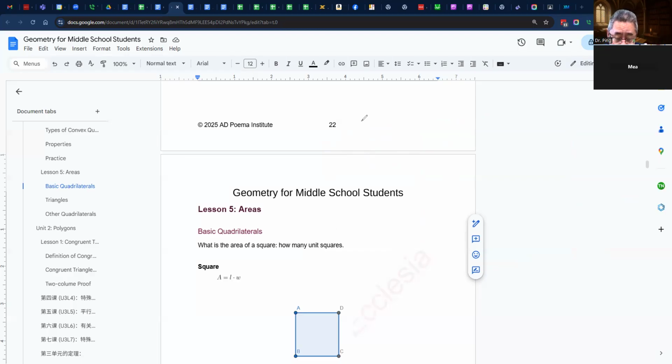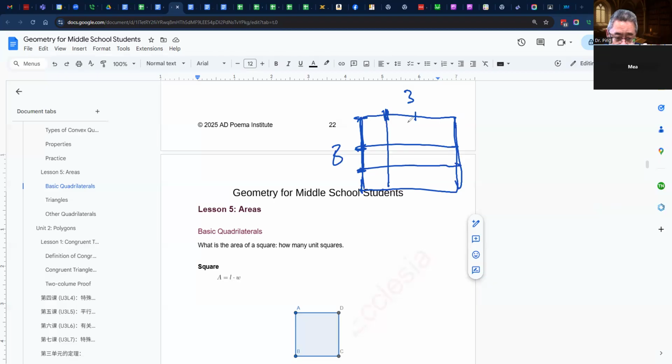So now, if you have a square, then let's see. We got this side is 1 unit, this side is another one, and this side another one. So we got 3 units on one side. The other side, of course, will be 3 units. And total together, how many unit squares we got? If you join them up, we actually got 1, 2, 3, 4, 5, 6, 7, 8, 9, which basically is 3 times 3.